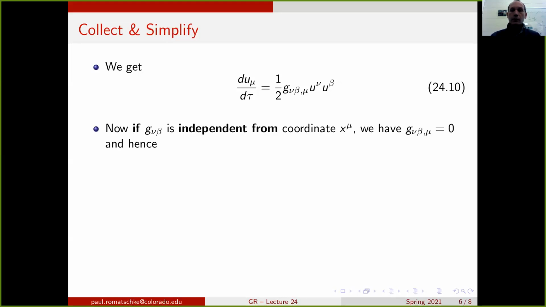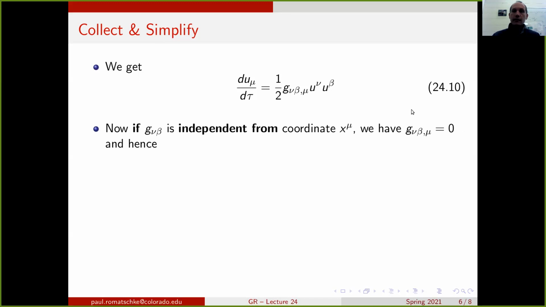So let us now assume that we have the following situation, that our metric tensor, or the metric tensor component g_{νβ}, is independent from a specific coordinate x^μ. This can be time, it can be the x coordinate, it can be some radial coordinate. For the moment, it does not matter which coordinate it is, but if we have such an independence, clearly the derivative of the metric tensor with respect to this coordinate must vanish.